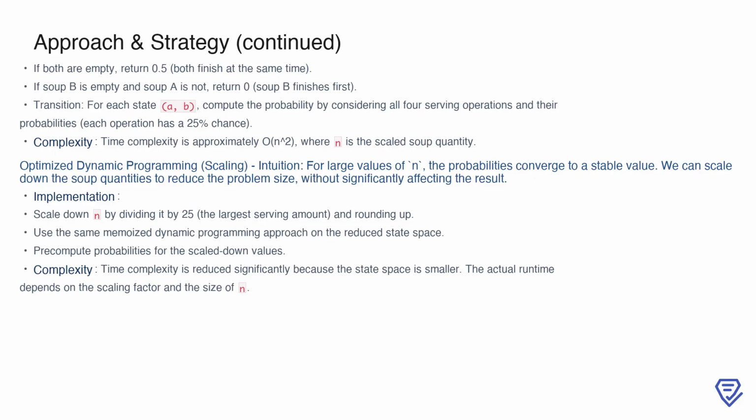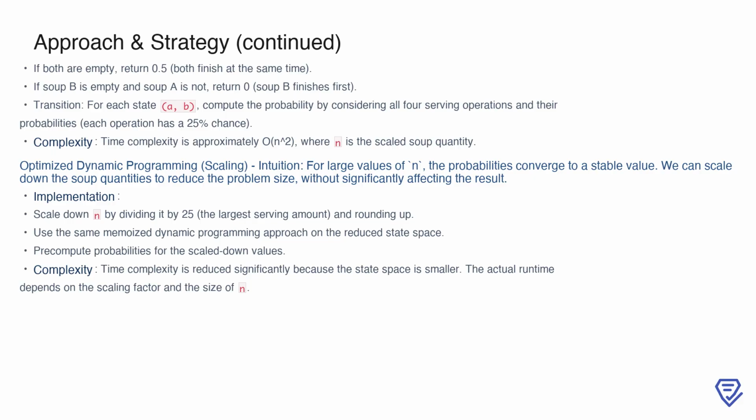On the other hand, if both soups are empty simultaneously, the result is 0.5, indicating equal likelihood of both finishing at the same time. If soup B is empty while soup A still has quantity remaining, the probability is 0, as soup B finishes first in this case. Using these base cases, the transition involves calculating the probabilities for any state A, B, by considering all 4 possible serving operations, each with an equal probability of 25%.